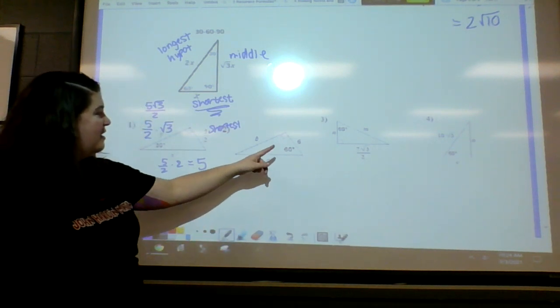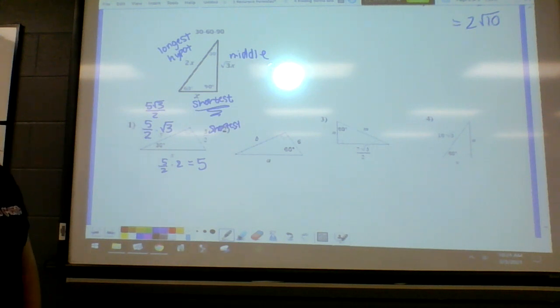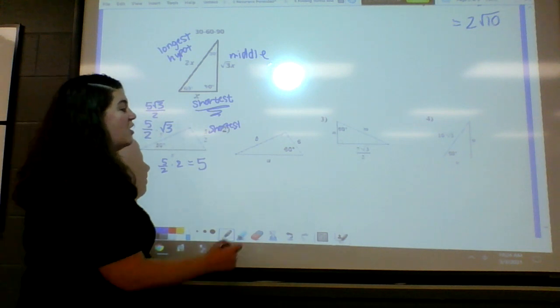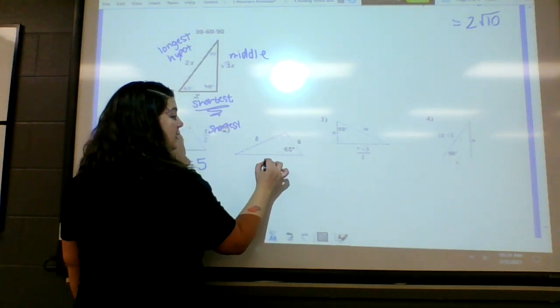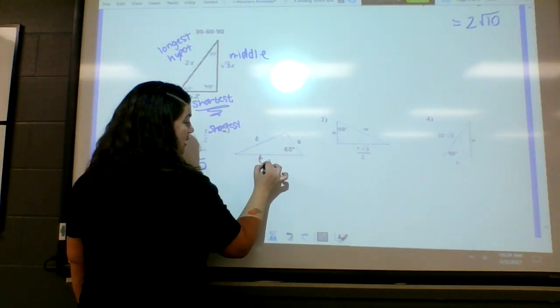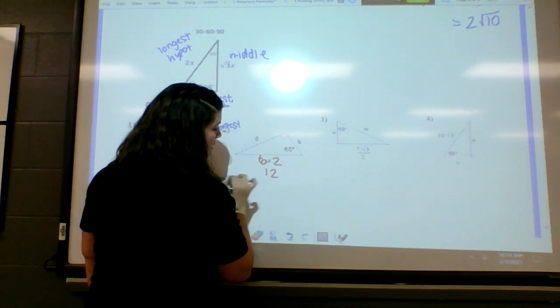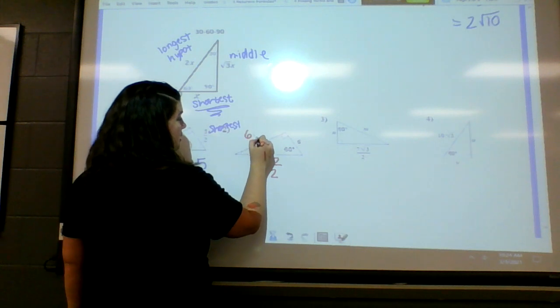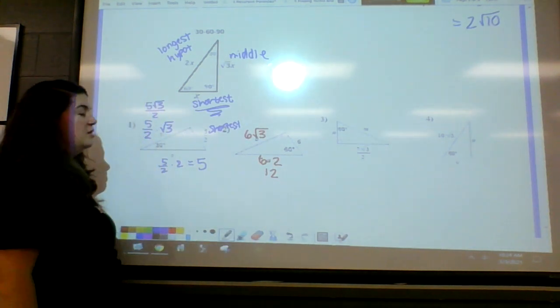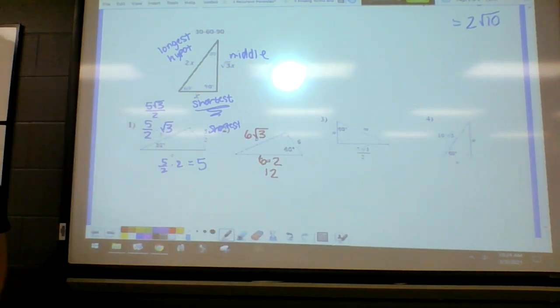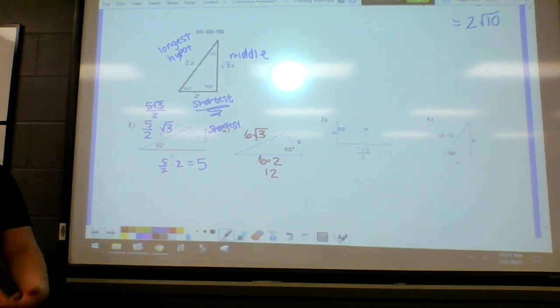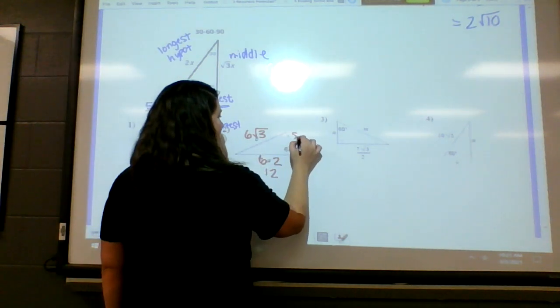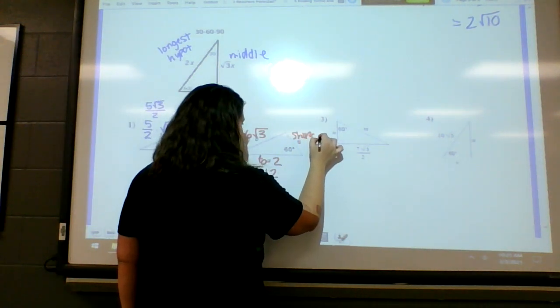So take a look at the second triangle, number 2. Do we have the shortest side or do we have a different side? Once again, we have the shortest, right? So the hypotenuse is 6 times 2, which is 12. And then the middle side, the square root of 3 times 6, so 6 square roots of 3. So once again, when you have the shortest side to start with, it's not too bad, is it?